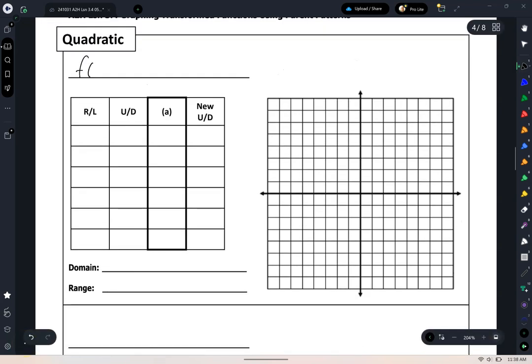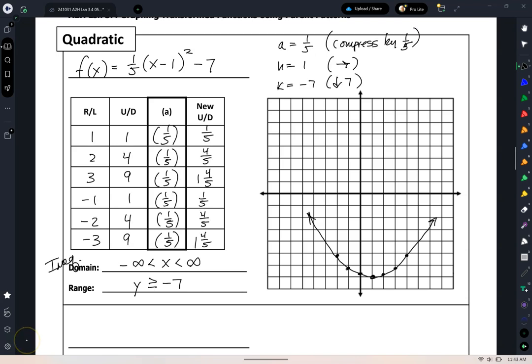Let's do this one. So f of x is equal to 1 fifth (x minus 1) squared. Can't read my own handwriting. Oh, sorry. I'm pretty sure that's a minus 7. Let's go with that. We'll go with minus 7. All right. I'll let you do this one all the way through. Here's what you should have come up with for this one. Okay, good.